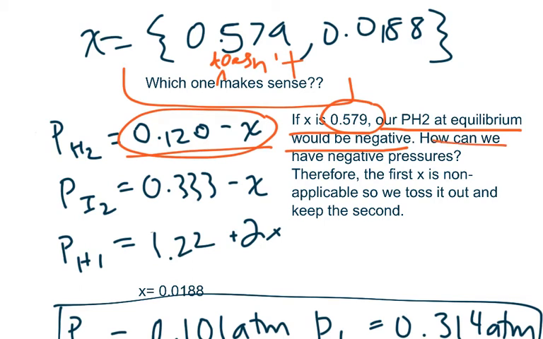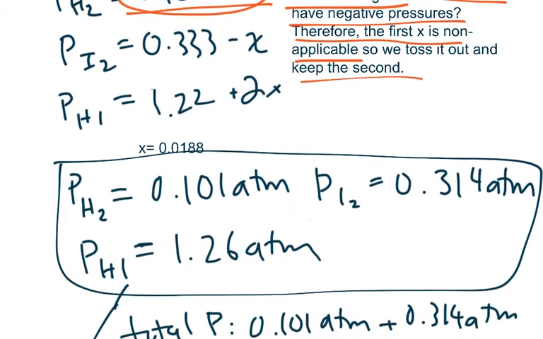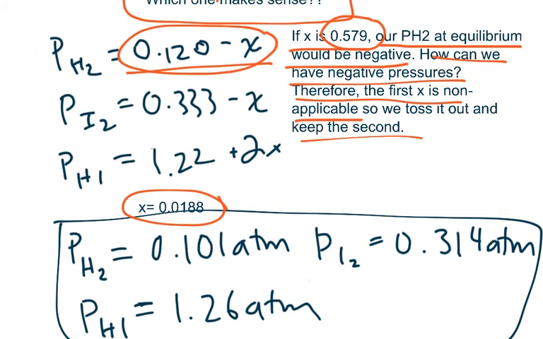So we can't have negative partial pressures because that's not a thing in chemistry. And because of that, the first x is non-applicable, so we toss that out and we keep the second. So x will be 0.0188. Now, assuming this is true, all we have to do to find the equilibrium partial pressures for each substance is substitute x for this number into each of the expressions to get the final or the equilibrium partial pressures.